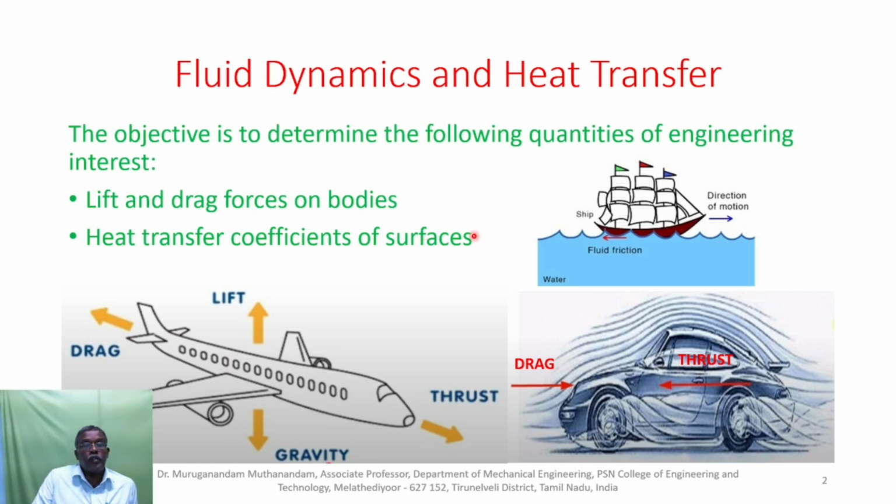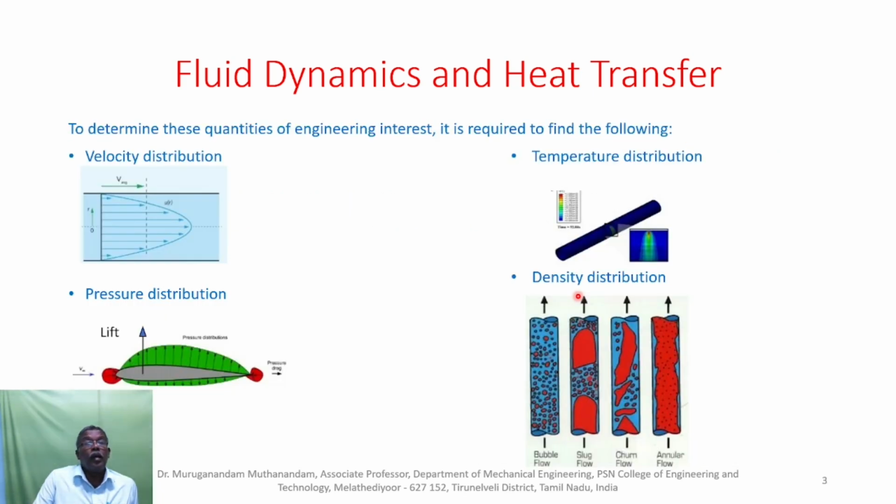To find the heat transfer coefficient of the surfaces, we study heat transfer on the bodies. In order to find these engineering quantities, which are of great interest for engineers, it is required to find the velocity distribution inside the flow.